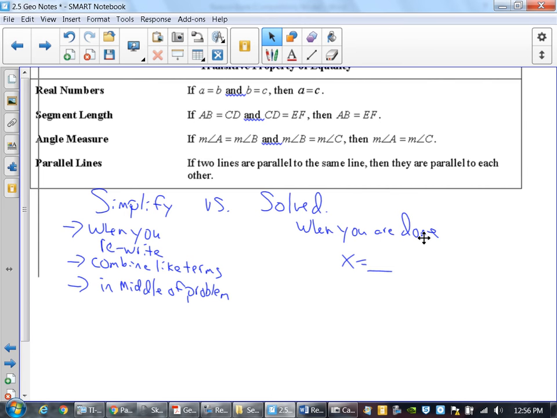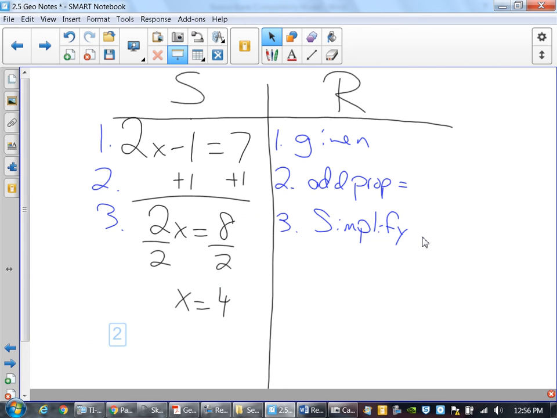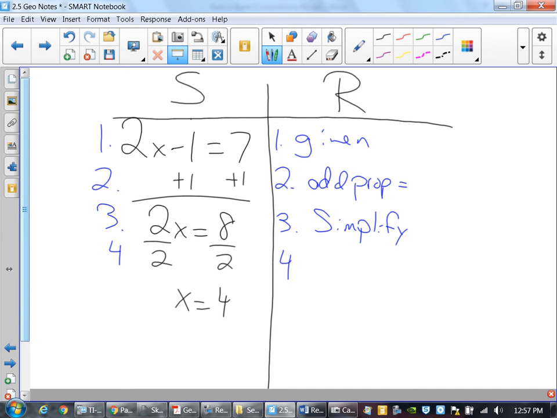We'll go back then. So we simplified. What do we do to both sides here? Yeah, so it'd be the division property of equality. And what are we done with that? Solve. Exactly.